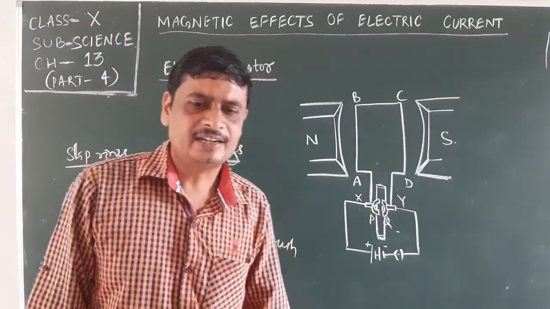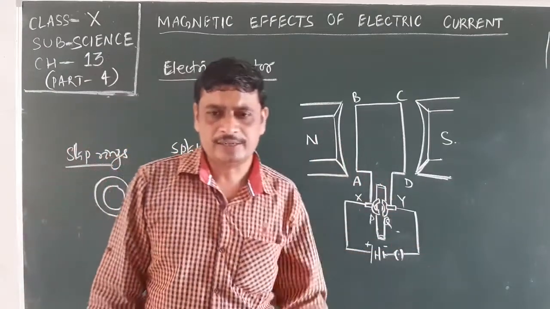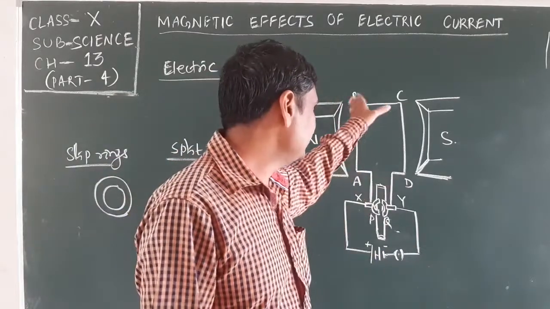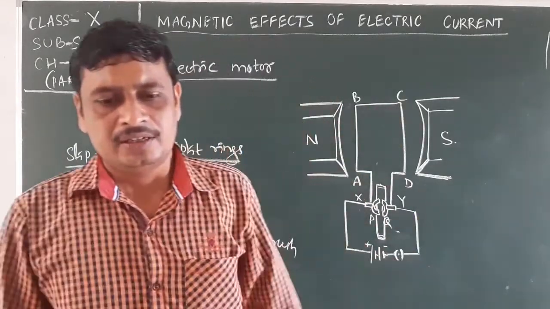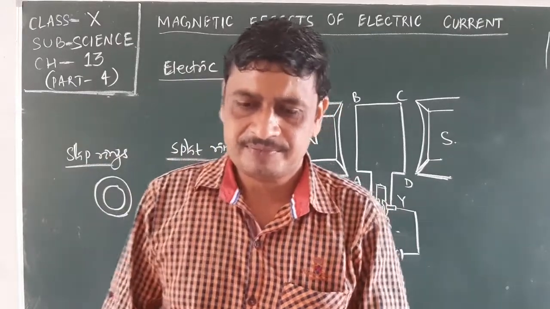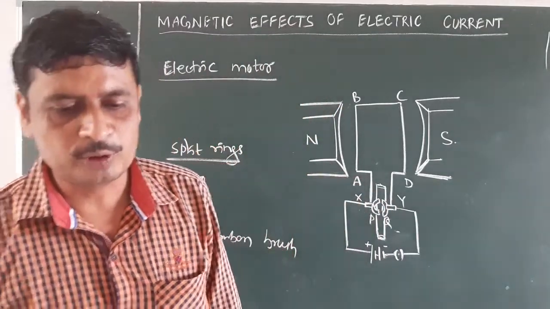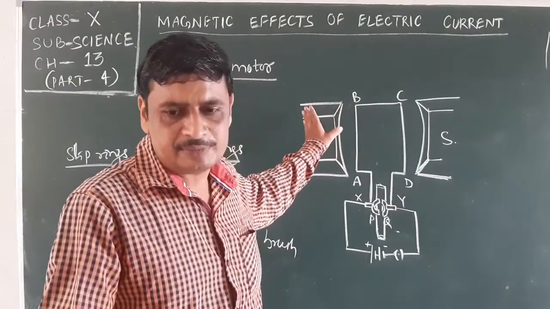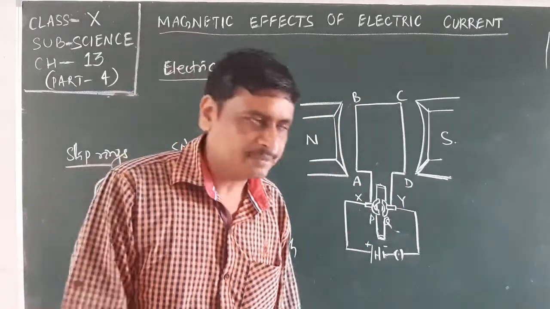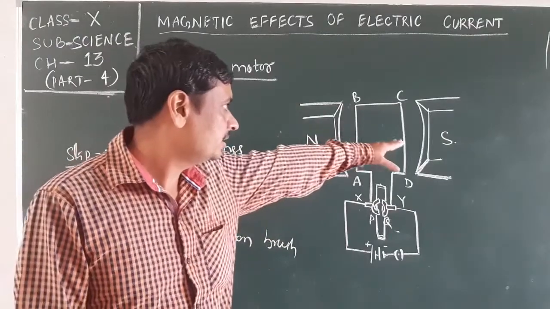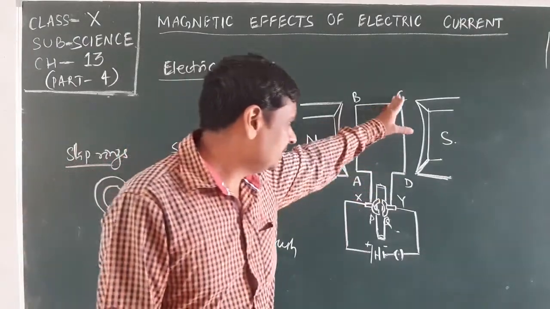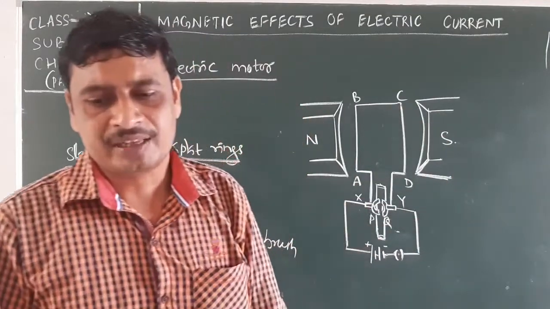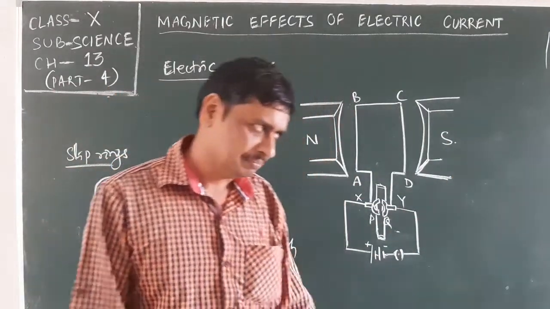Here the electric motor consists of a rectangular coil ABCD of insulated copper wire. The coil is placed between two poles of a magnetic field such that the arm AB is placed perpendicular to the north and south poles, and similarly the arm CD is also placed perpendicular to the direction of the magnetic field.